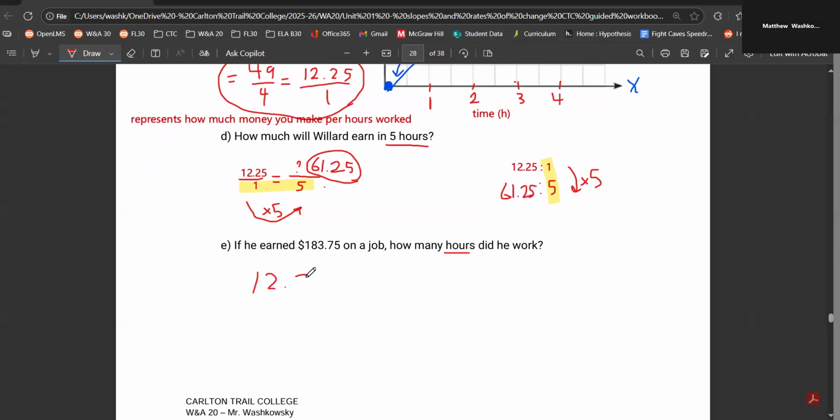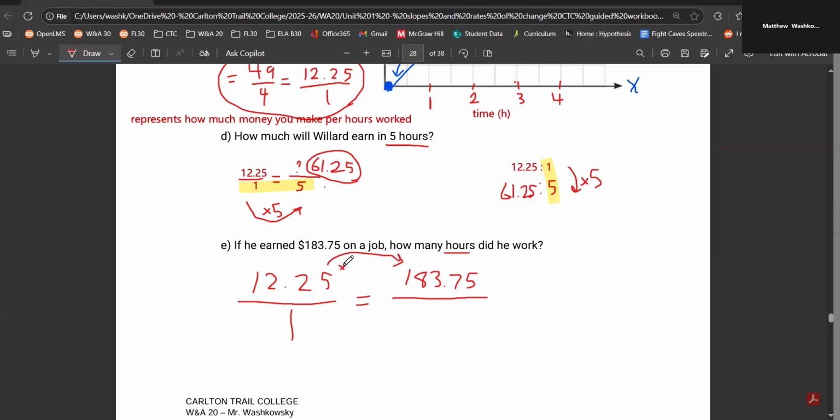I know that I have 1225 over 1 is equal to, well, now I know how much money I made, $183.75. And again, you might just be able to say, well, just divide it by how much money you make per hour. It'll tell you. Yeah, absolutely. You can do that. I like keeping it this way to keep it consistent. It's a nice skill to have.